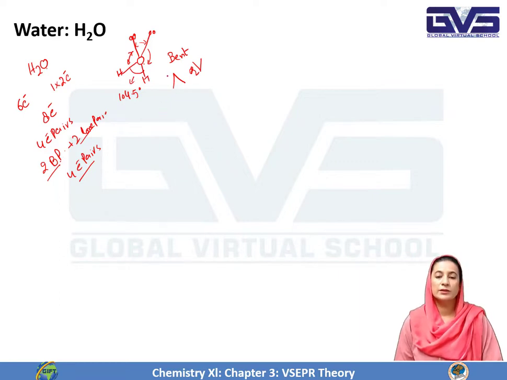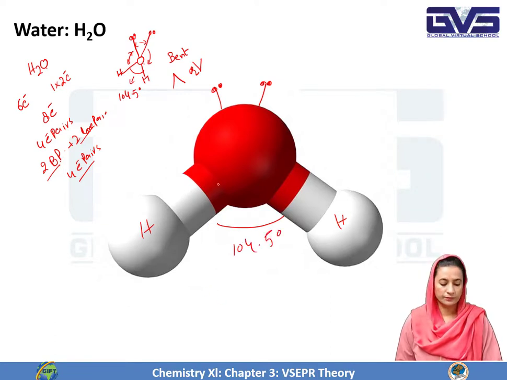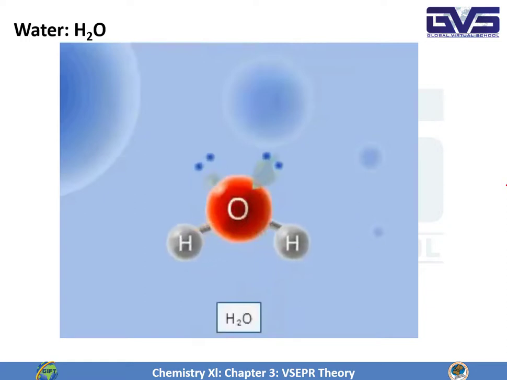Look at this 3D diagram and then the animation. So here, this one is hydrogen, this is oxygen, and here are the lone pairs. Due to repulsion, this angle reduces to 104.5 degrees, and the shape is bent or angular. Now let us study a water molecule and try to determine its shape according to the VSEPR theory.